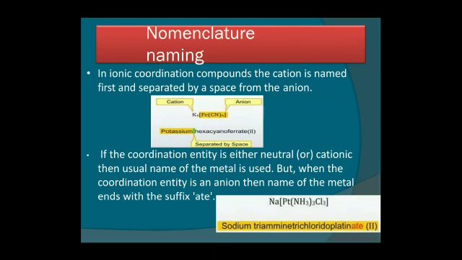In ionic coordination compounds, the cation is named first and separated by a space from the anion. There is some space, and that space is by the bracket.